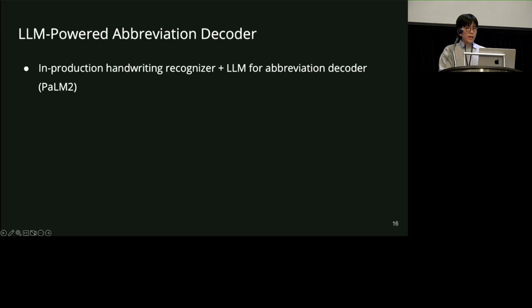Now, we will talk about the technical details. We adopted a recognize, then decode approach to avoid the costly data collection from human subjects. In detail, we use an in-production handwriting recognizer to transform handwritten strokes into digital format, followed by a checkpoint of PaLM 2, which is fine-tuned for this task to expand the abbreviation.